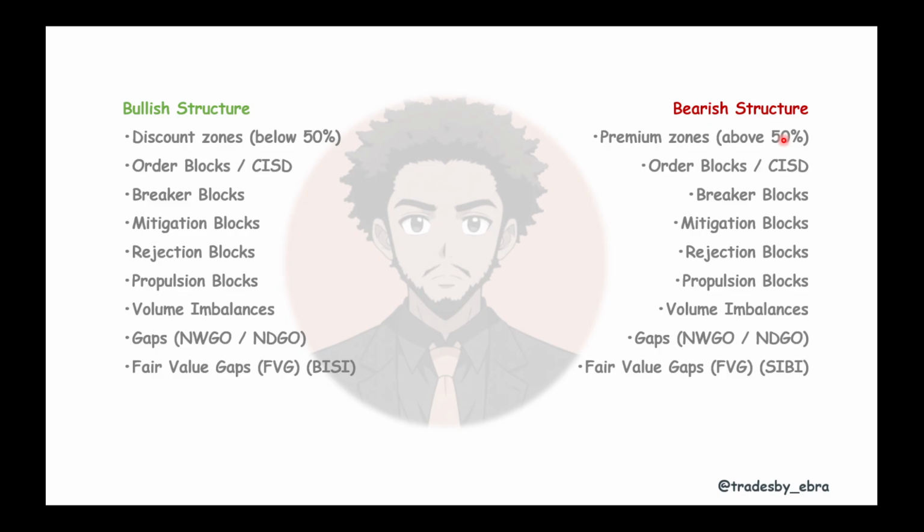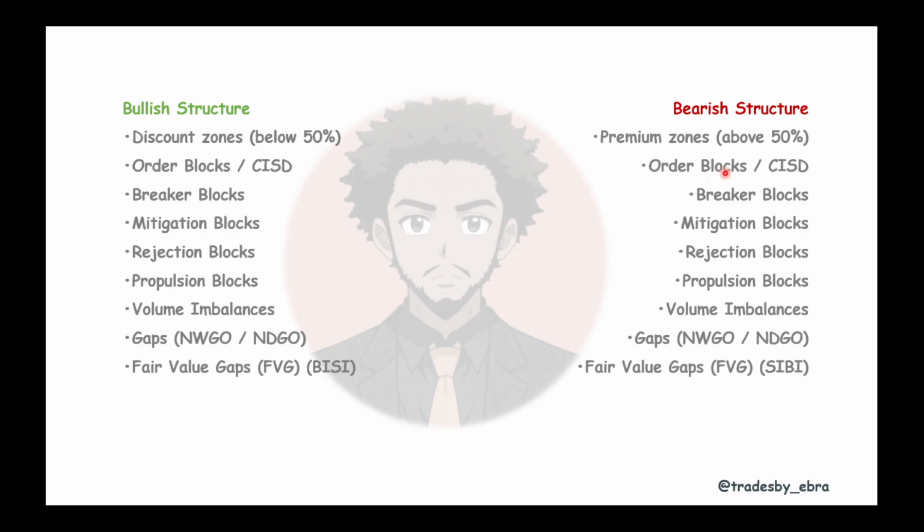Okay, so when we are in a bullish structure, or when we want to see price move higher, we want to find these arrays: the order blocks, which is a change in state of delivery, breaker block, mitigation blocks, rejection blocks, propulsion blocks, volume imbalance, gaps, and fair value gaps. Okay, we want to find these in discount or at a level equal 50. All right.